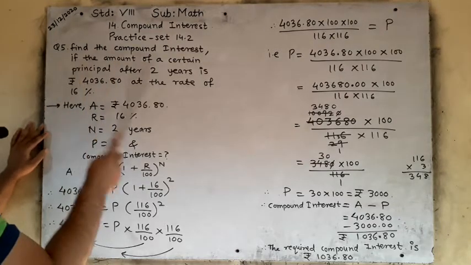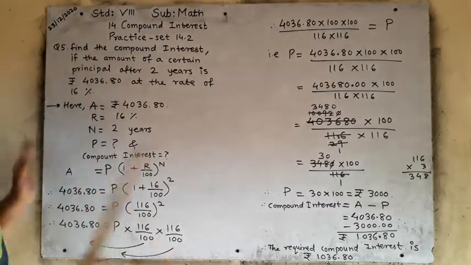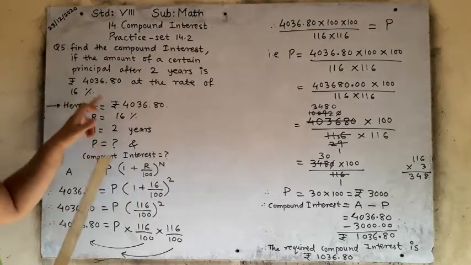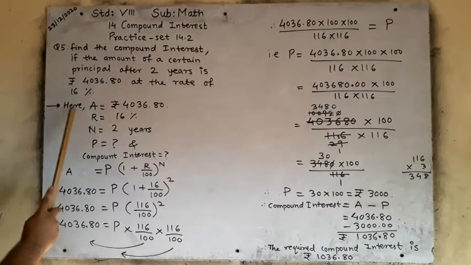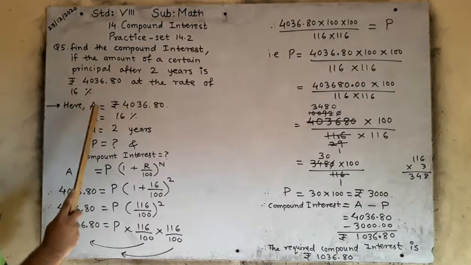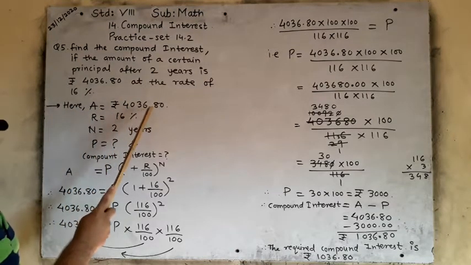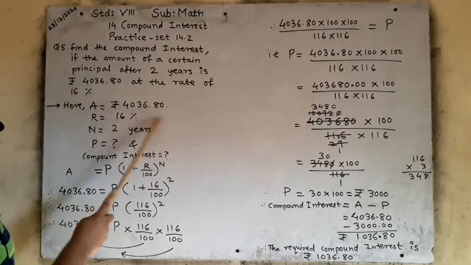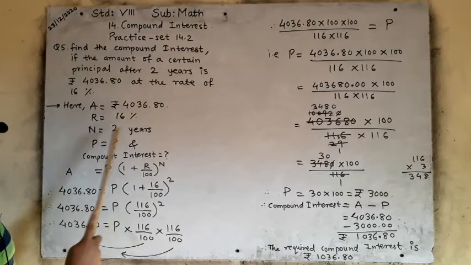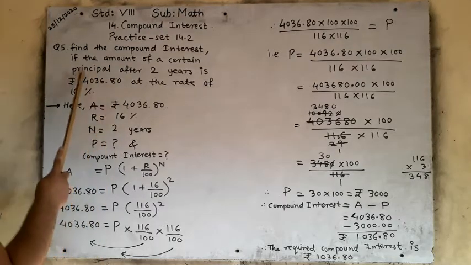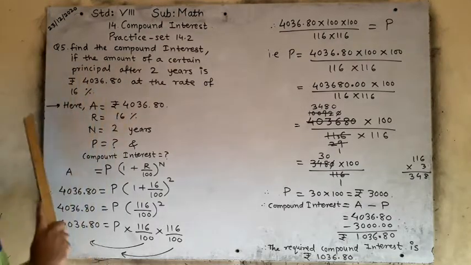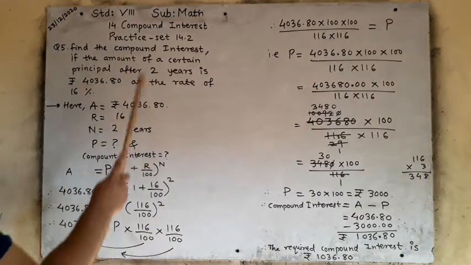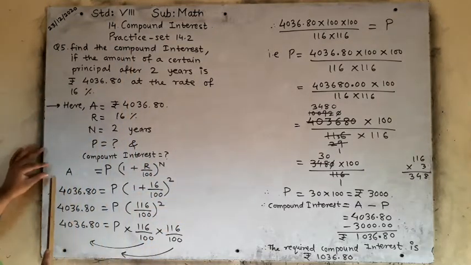See, if the amount of certain principal is given at the rate of 16% per annum, it means this is rate. So here in this question amount is given, that is rupees 4,036.80. Rate is given, that is 16% per annum. Duration is given, that is 2 years. We have to find the principal. Certain principal means principal is not given, we have to find the principal and compound interest at the last. Okay, so we know the formula.